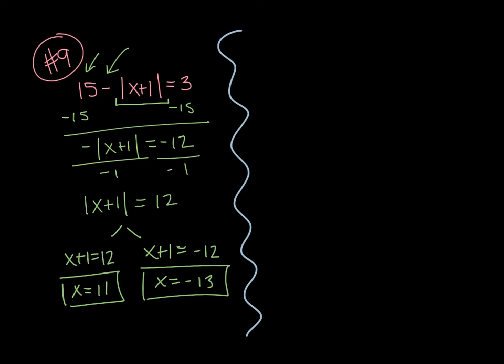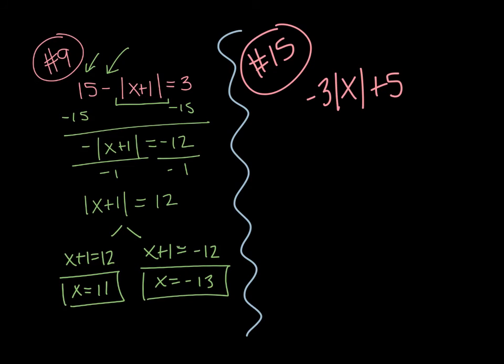All right, and now I'm going to do number 15 with you guys. Yeah, we'll do number 15, sure. Negative 3 times the absolute value of x plus 5 equals negative 4.